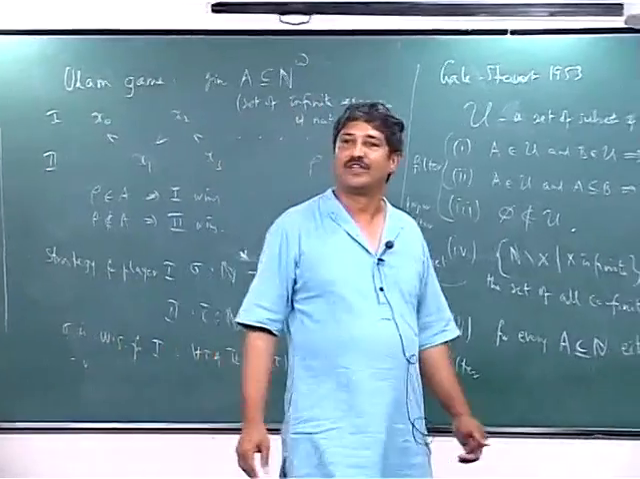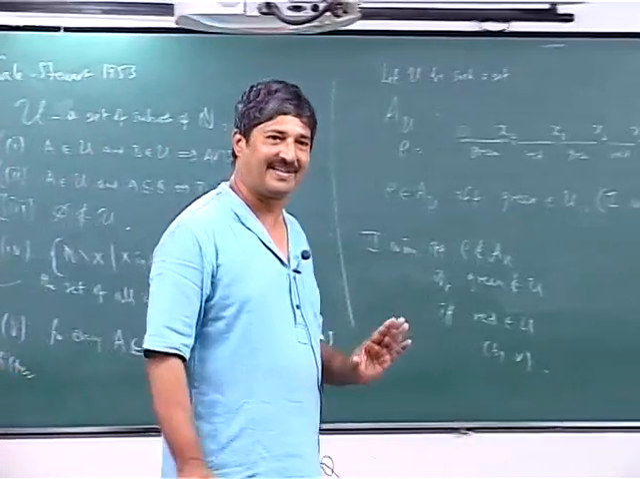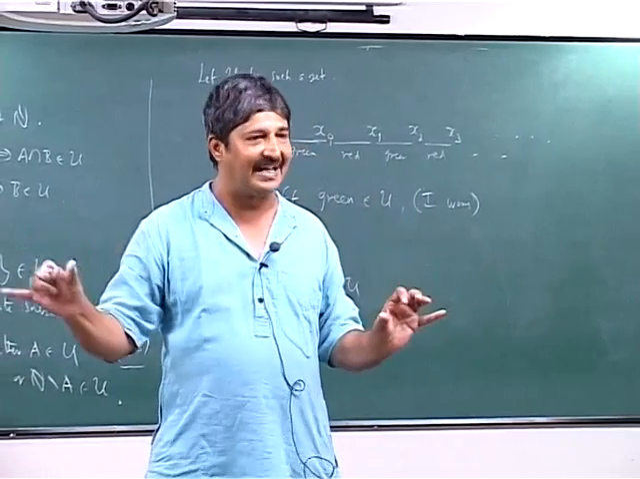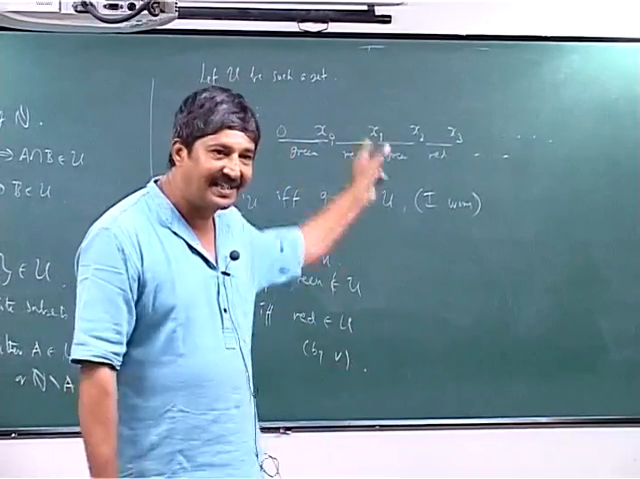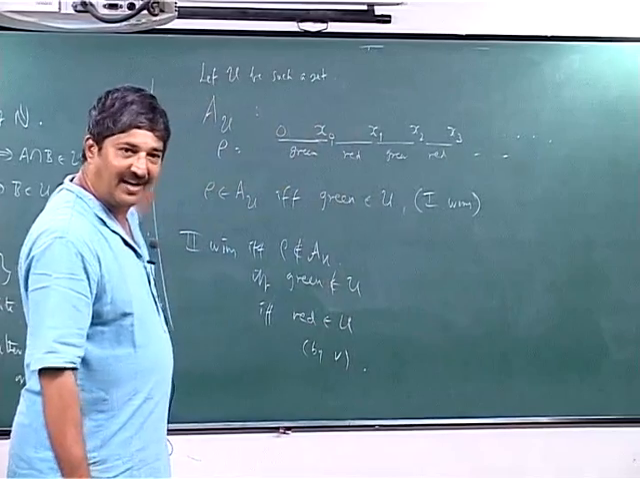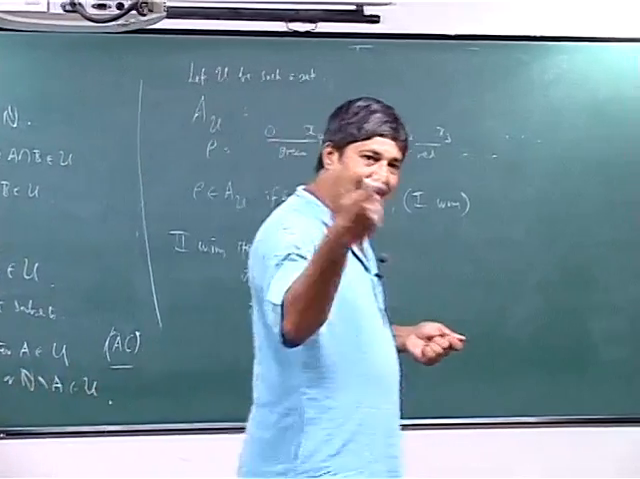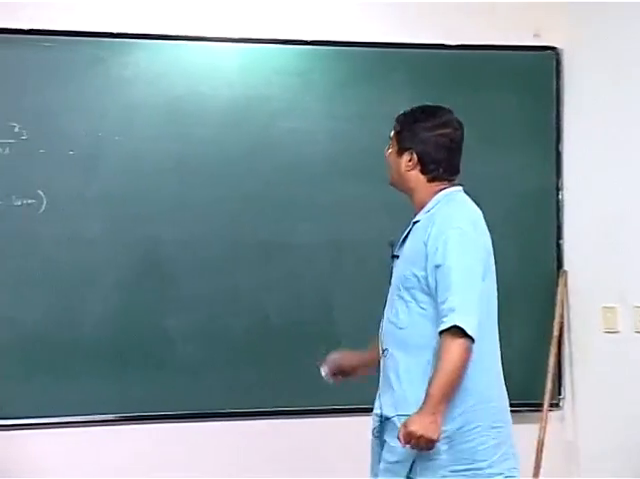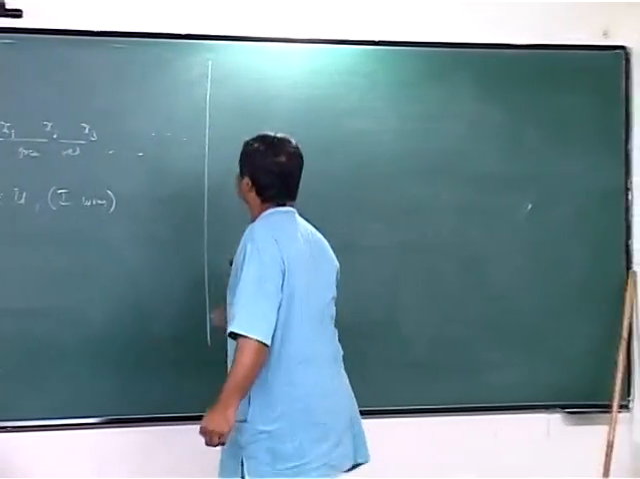Yeah? So this is the way the game is set up. Take any sequence, that sequence gives you a green subset and a red subset. If a green subset is there in the original set U, player 1 wins. If the red subset was there, then player 2 wins. Right. Now I claim that the game is not determined.